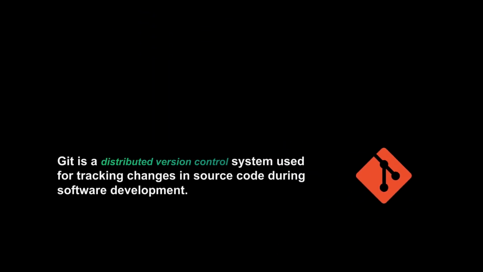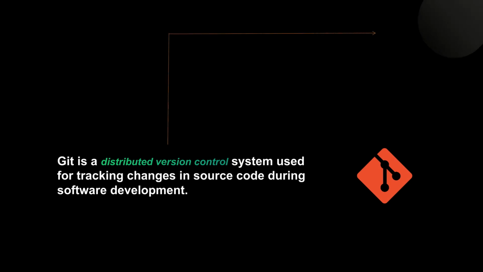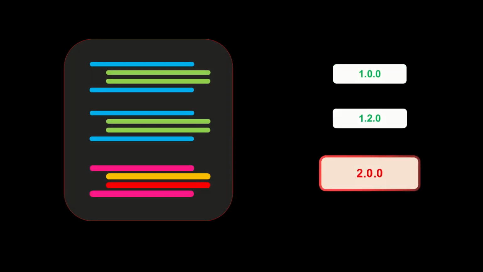Git is a distributed version control system used for tracking changes in source code during software development. It's like having a time machine for your code, allowing you to go back and forth to different versions. In this way, even if something goes wrong, you can always go back to the version that works.